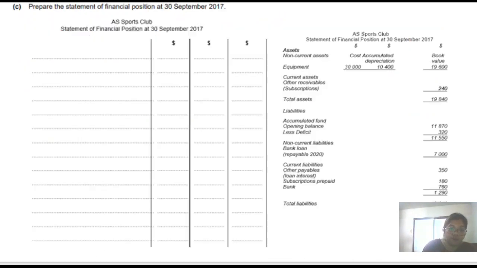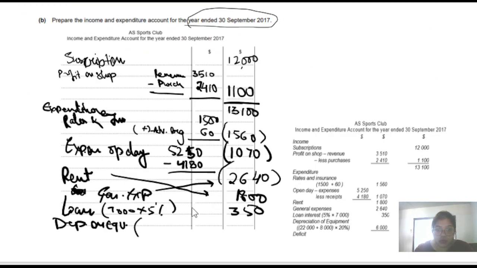And the rate of equipment depreciation is 20%. So depreciation on equipment: 30,000 into 20%, that is 6,000.